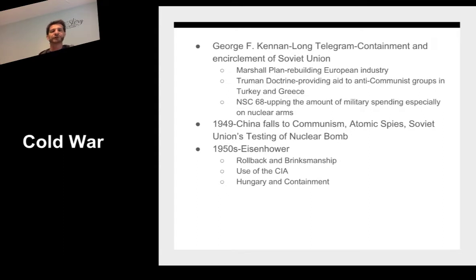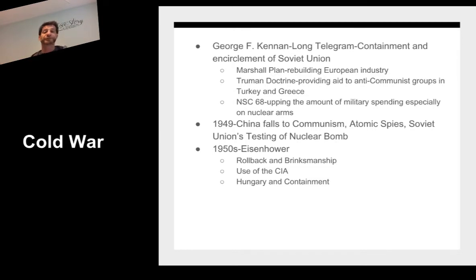So in 1945, George F. Kennan writes the long telegram in which he calls for containment and an encirclement of the Soviet Union. He claimed, you know, Marxism calls for a takeover of the world. That's not what Russia is after. Russia is really after its own interests, but they are a danger because they are looking to strategic areas of the world to promote their interests.